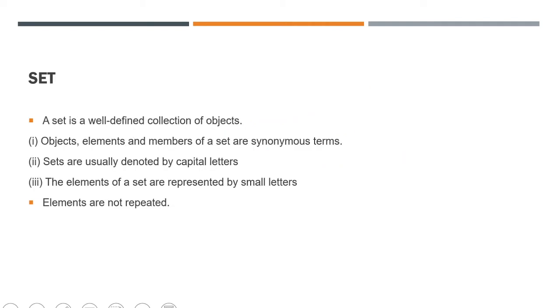Now let us see the definition of a set. A set is a well-defined collection of objects. Actually, you can say either it is a collection of objects or elements or members. All these are synonymous terms.